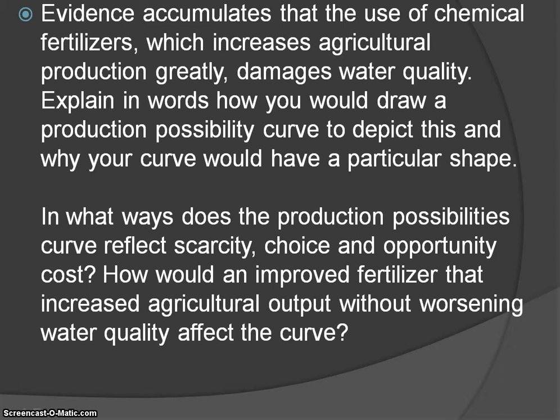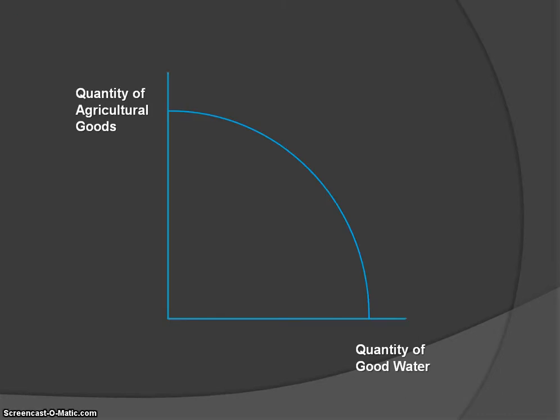So what I want to tell you is this. We know in this particular example that the two goods that we're going to see on the axes of our production possibility curve are going to be agricultural goods and good water, because that's what we're looking at. We're looking at the fact that every time we produce agricultural goods utilizing the initial fertilizer, it reduces the supply of good water quality. So the two goods we're going to be looking at are the quantity of agricultural goods and the quantity of good water.